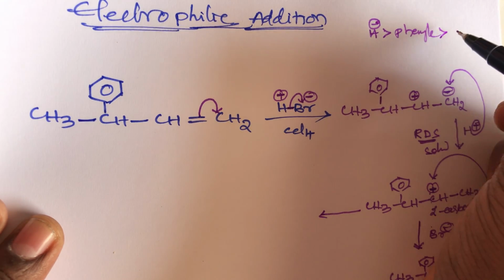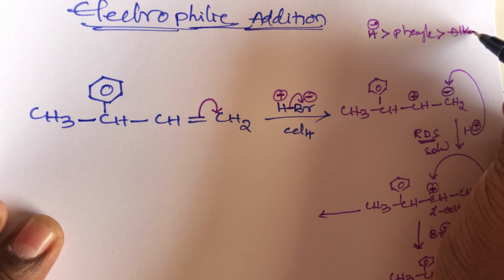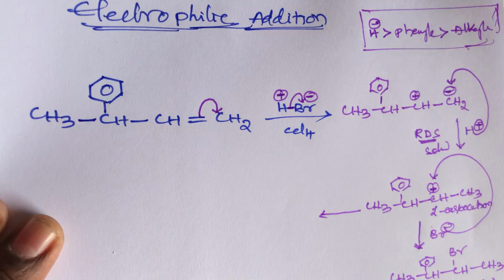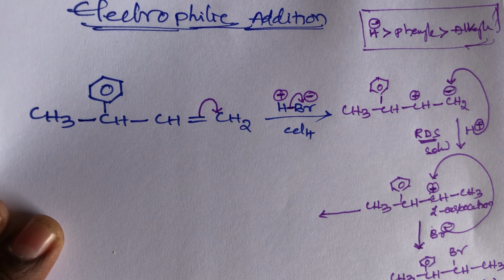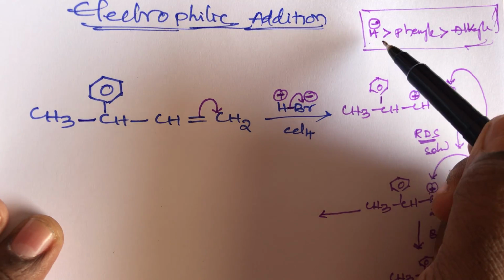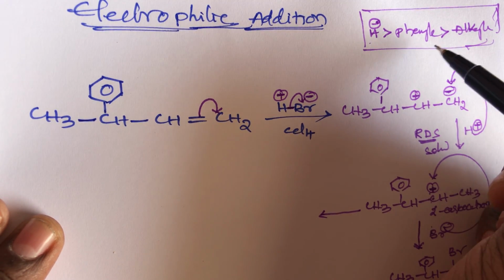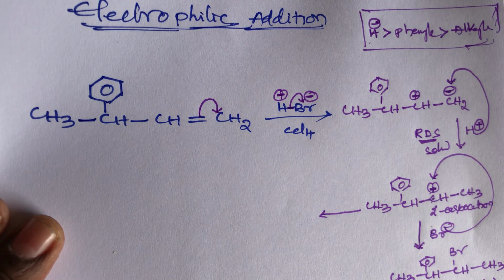Phenyl group is more favorable than alkyl group. This is the order, student. First priority in shifting goes to H minus, that is hydride shifting. After that, if hydride is not there, first priority goes to phenyl. If phenyl is also not there, next goes to the alkyl group. This is the order, student.